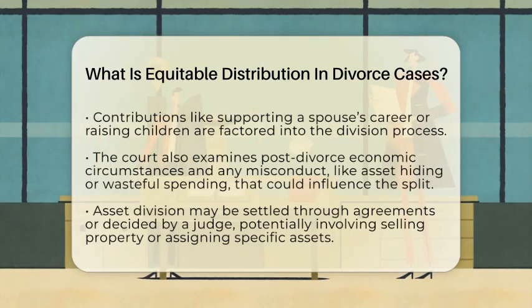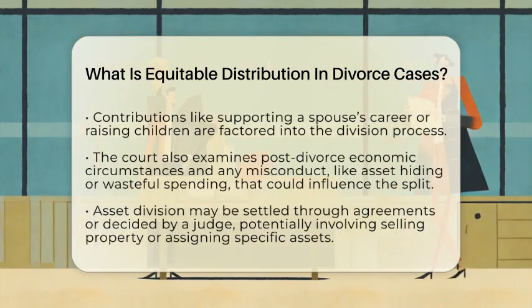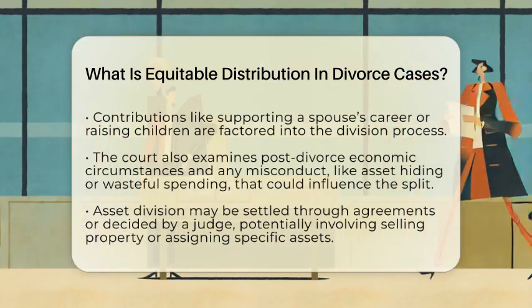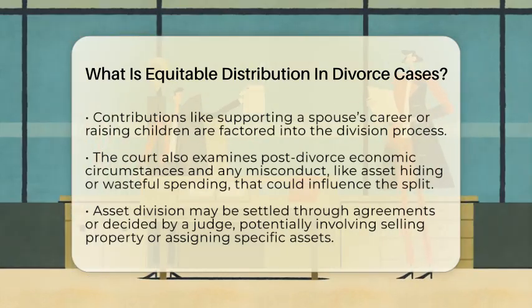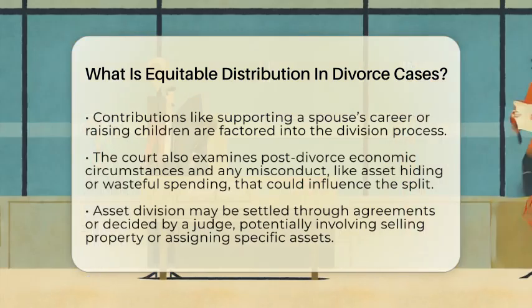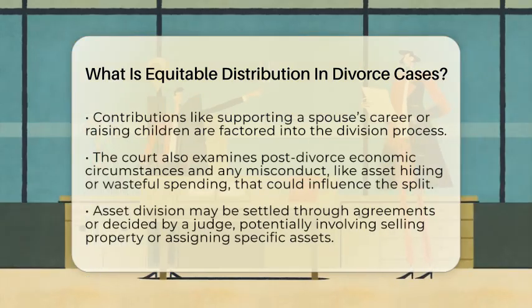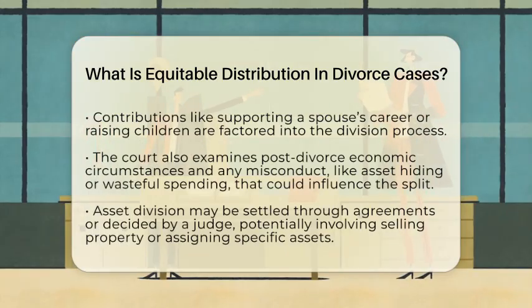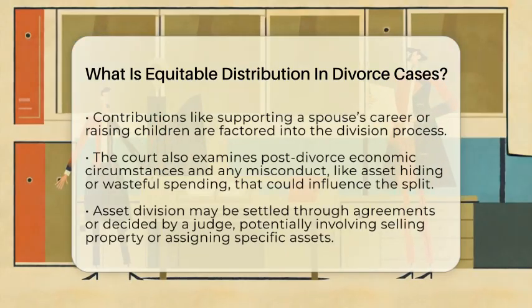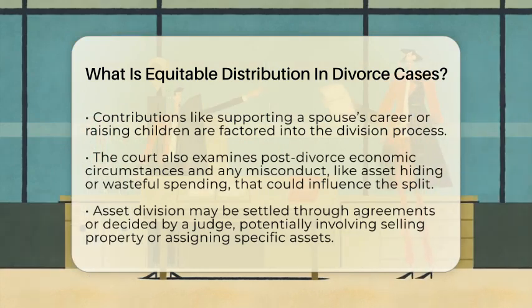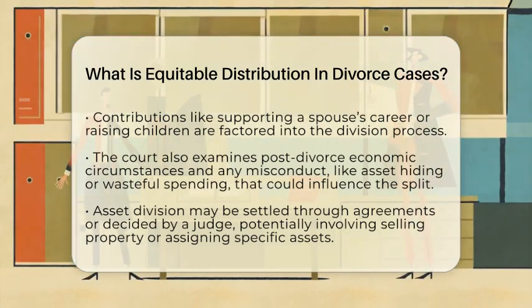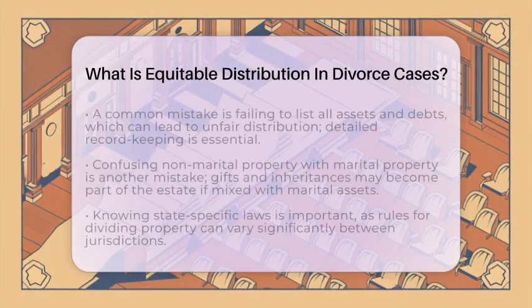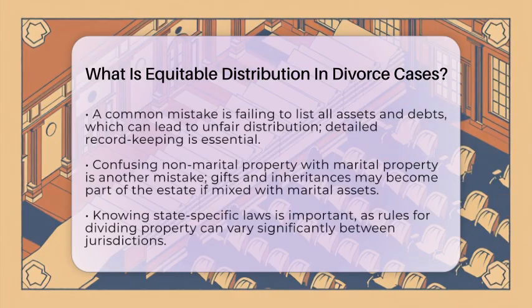Courts look at many factors to decide what's fair. They consider how long the marriage lasted, each spouse's income and earning potential, and what each person contributed to the marriage. This includes not just financial contributions, but also homemaking and supporting the other's career. If one spouse stayed home to raise children or support the other's job, that is taken into account. Courts also look at each spouse's economic circumstances after the divorce and whether there was any misconduct during the marriage. Sometimes, if one spouse wasted money or hid assets, that can influence the division.